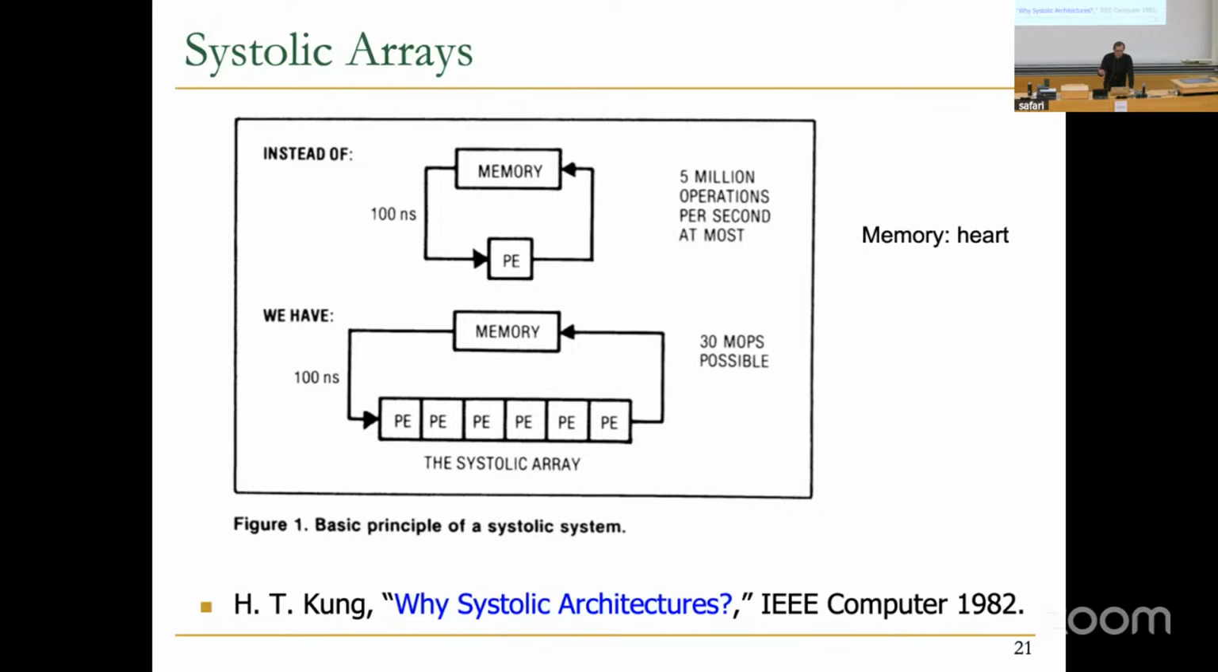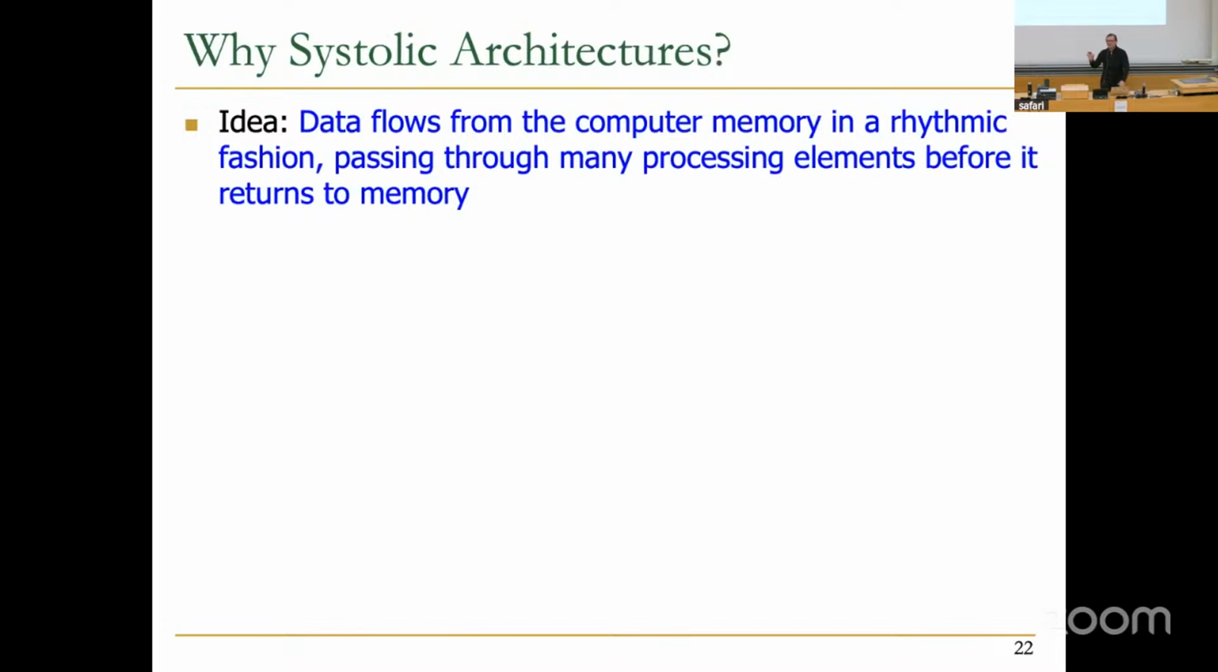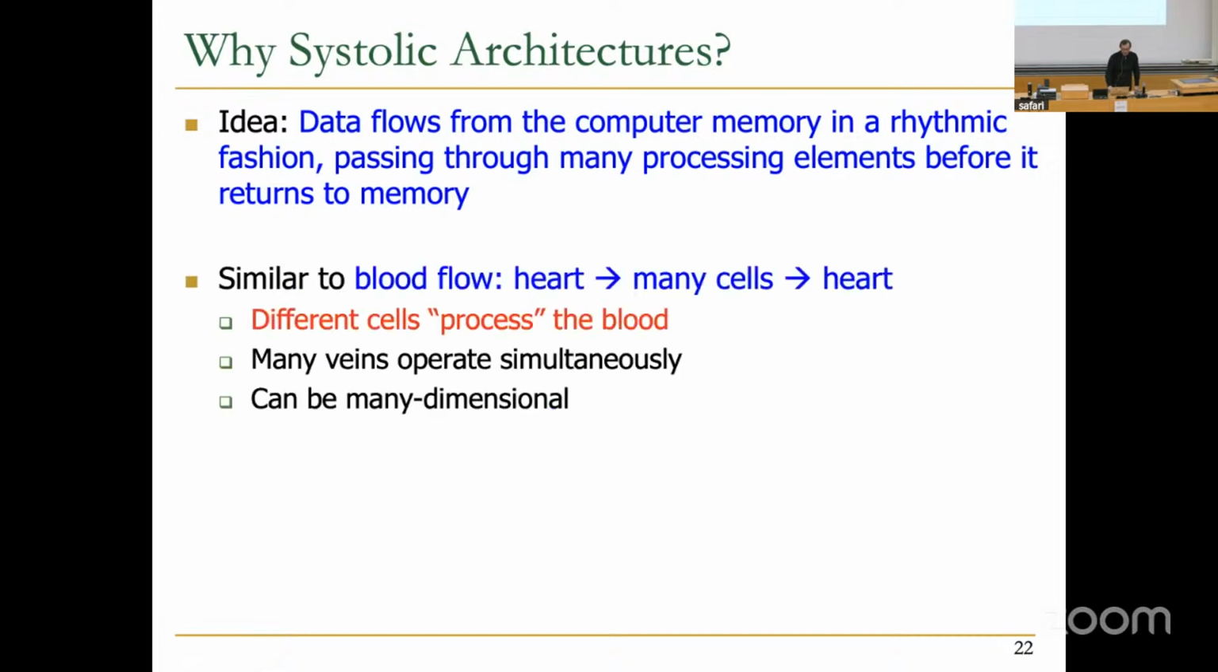And why is it systolic? Because he basically gives the analogy, memory is the heart, data is the blood, and processing elements are the cells. Memory pulses the data through the processing elements, and eventually data or blood returns to the heart, right? So you keep circulating this blood. Okay, that analogy at some point breaks down, but it's a good analogy. That's why it's called systolic. So basically, data flows from the computer memory in a rhythmic fashion, passing through many processing elements before it returns to memory. And I already said this, similar to blood flow, different cells or processing elements process the blood.